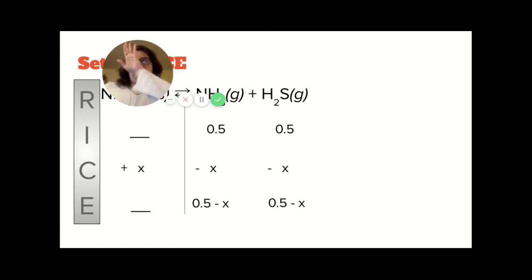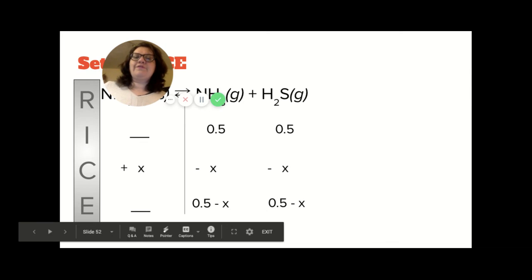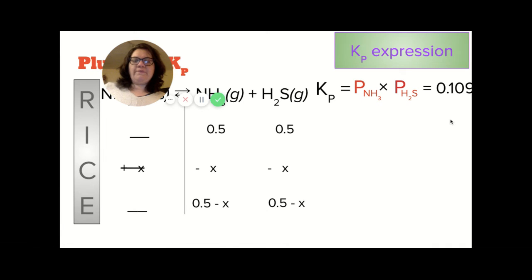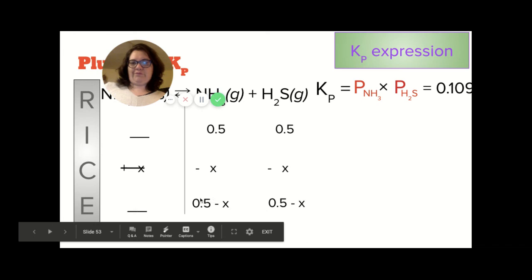So I have a RICE table. I used Q. Let me go to K. That's the next thing. Let me see if K is useful. So the K expression is that when you multiply these two values, you end up with 0.109. So if I multiply these two values together, I should end up with 0.109.